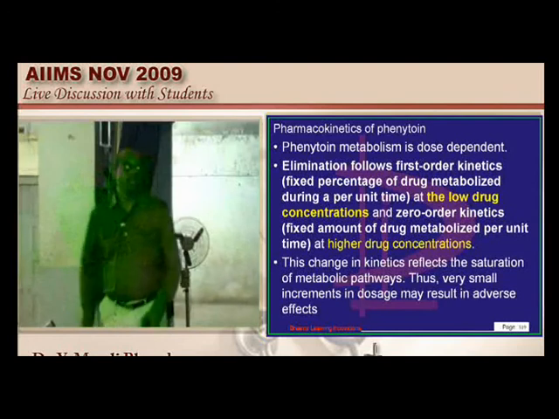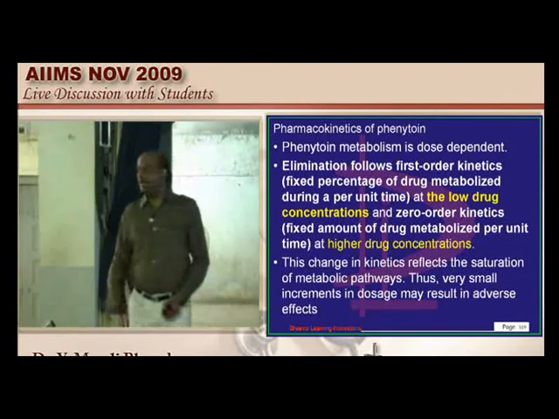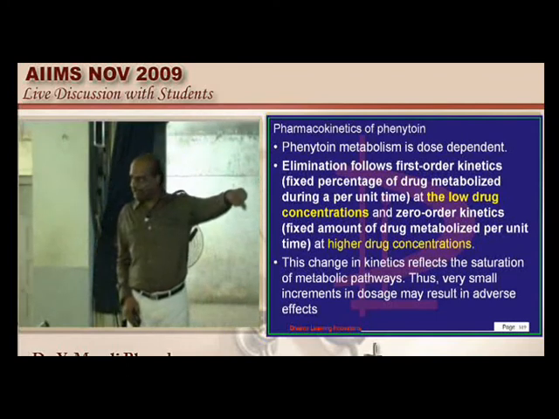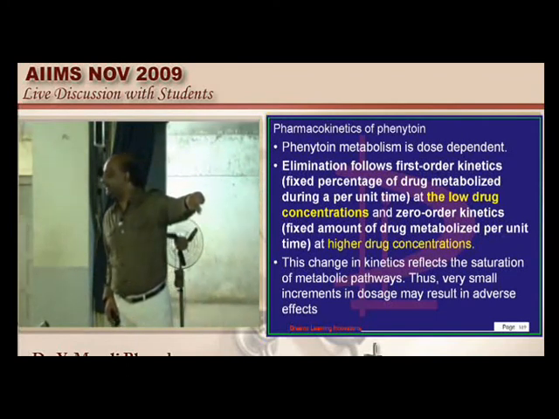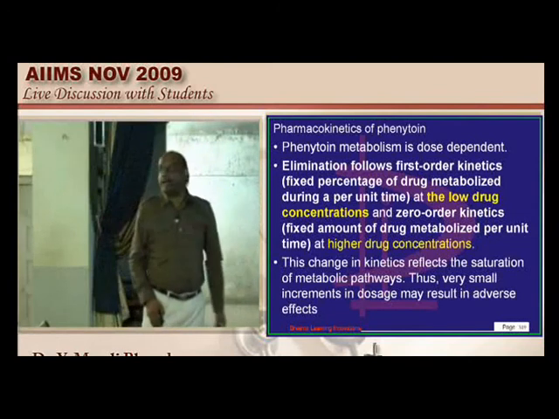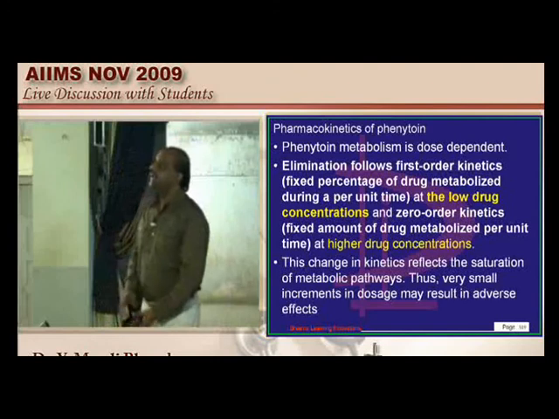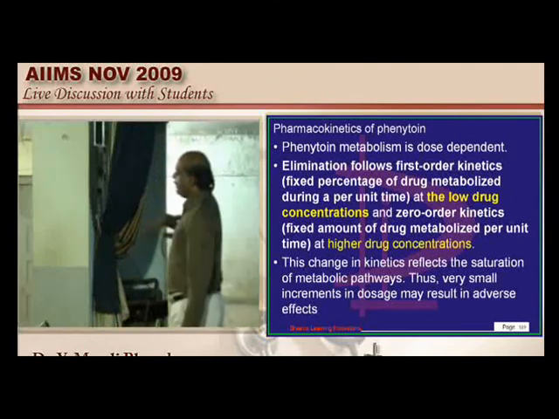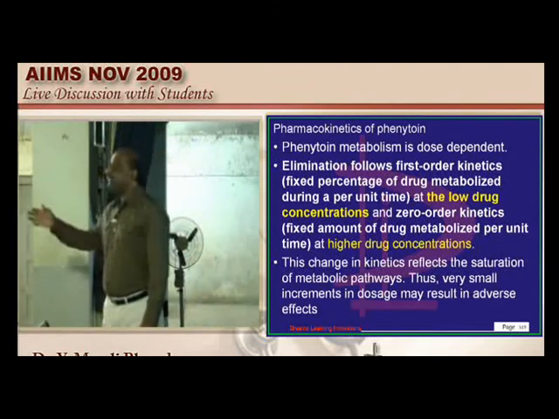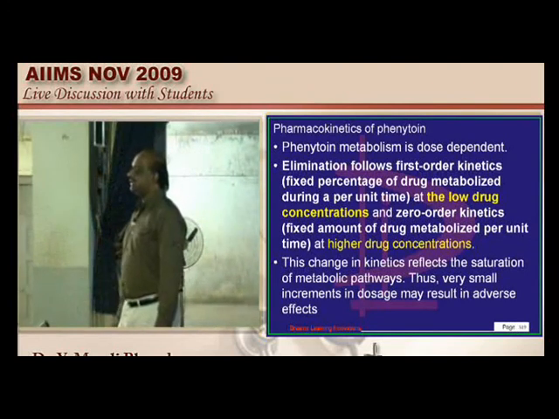zero order. So if you look at phenytoin, the elimination of phenytoin will follow first order kinetics if it is a low drug concentration of phenytoin, and if it is a high drug concentration, it follows zero order kinetics. Now tell me, doctor, will a drug be rid of from the body fast if it is first order or zero order kinetics?